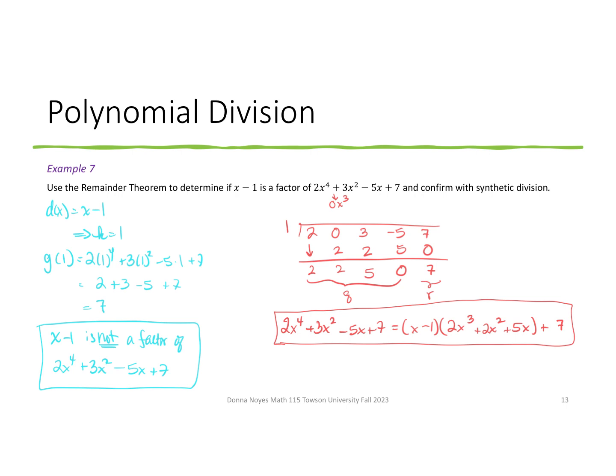Or if we wanted to write it out the long way, we also could have said that 2x to the fourth plus 3x squared minus 5x plus 7 divided by x minus 1 is our quotient, 2x cubed plus 2x squared plus 5x, plus our remainder over our divisor.